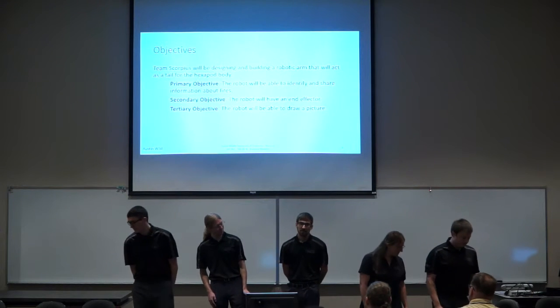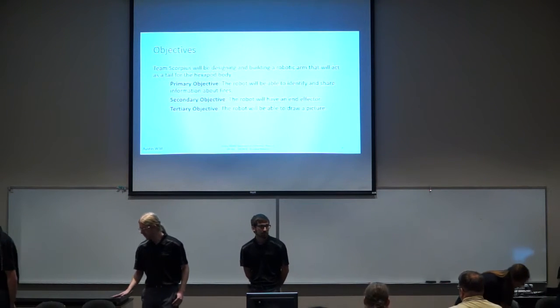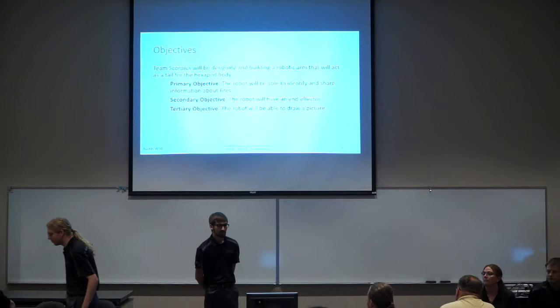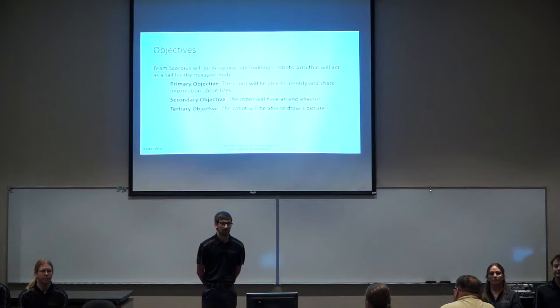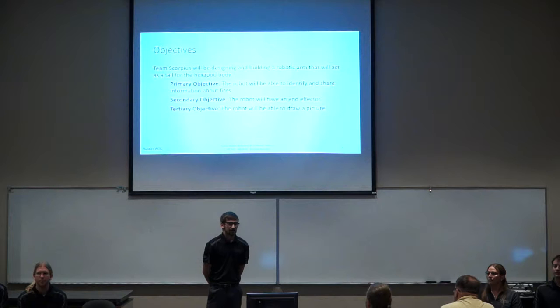So the objective of our team is that we will design and build a robotic arm that will act as a tail for the hexapod body. The hexapod body is being designed by the other ME robotics team. The primary objective of our arm, or tail, as it will henceforth be referred to, is that it will be able to identify and share information about fires.